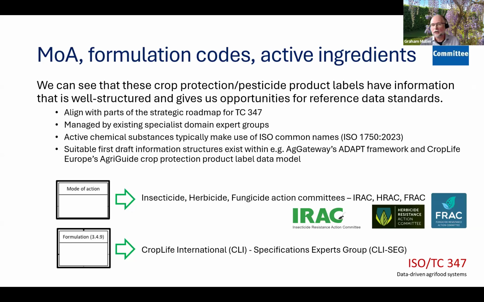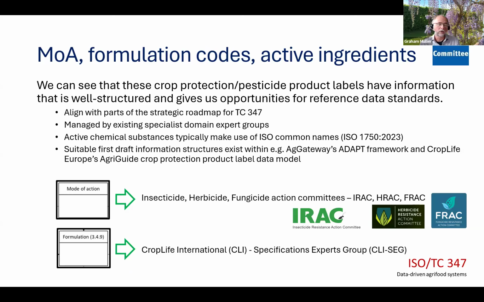So what we've got here are two areas of quite complex labels that we can pick out and work on. They're aligned with the strategic roadmap of TC347. The information is currently managed by specialist expert groups. We can tap into, for example, the names of active chemical substances, because those are typically managed through another ISO team.